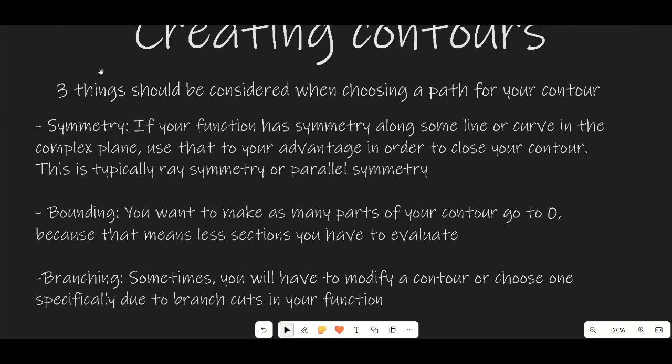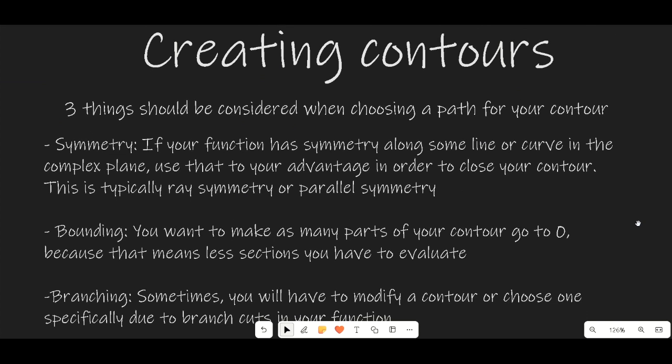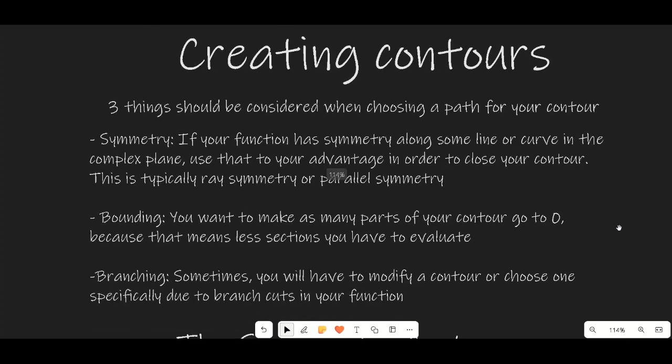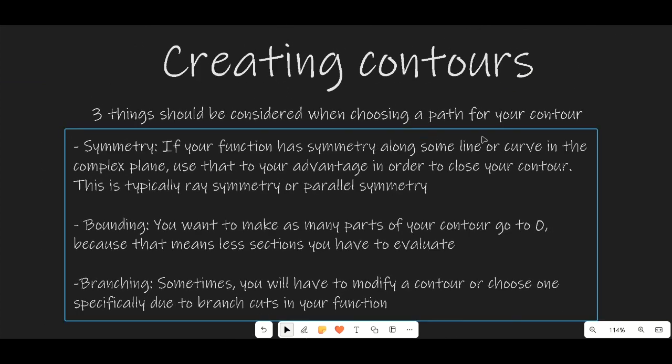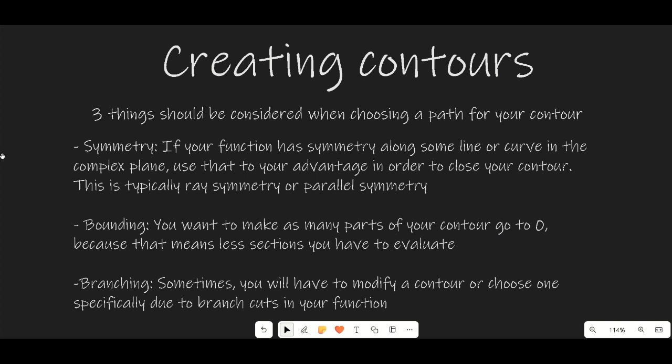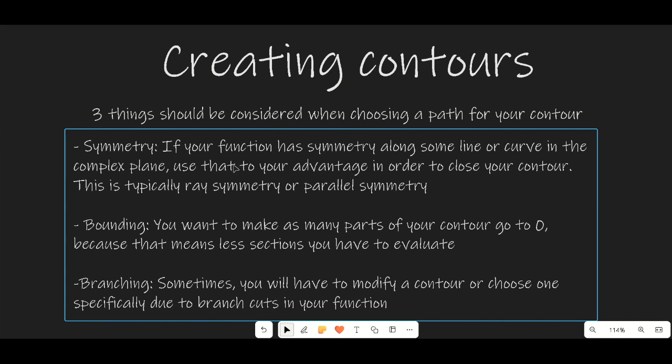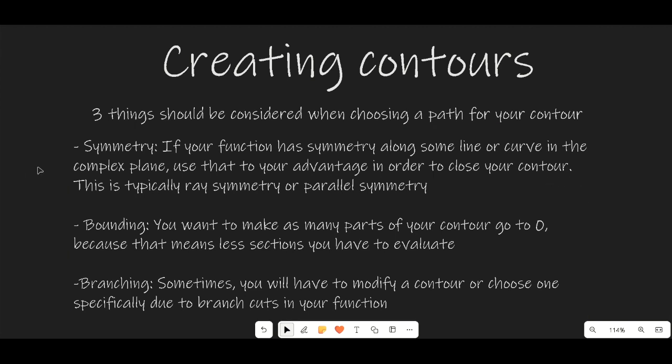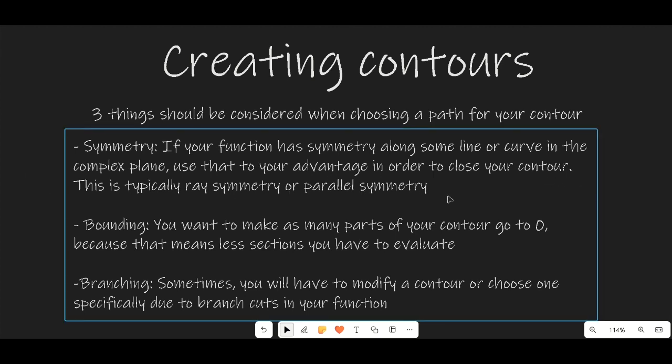The first thing we want to cover is how do we choose how to create a contour? And essentially, there's three things that should be considered when we're choosing a path for our contour integral. The number one absolute most important is symmetry. If our function has some symmetry along some line or curve in the complex plane, use that to your advantage in order to close your contour.